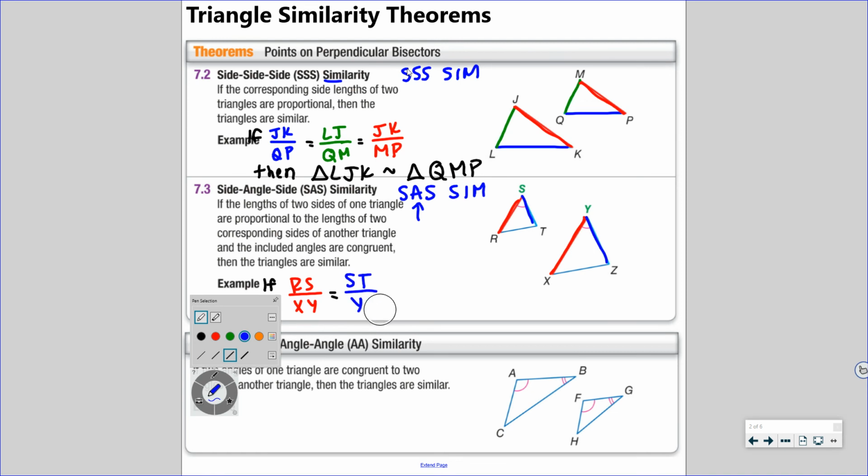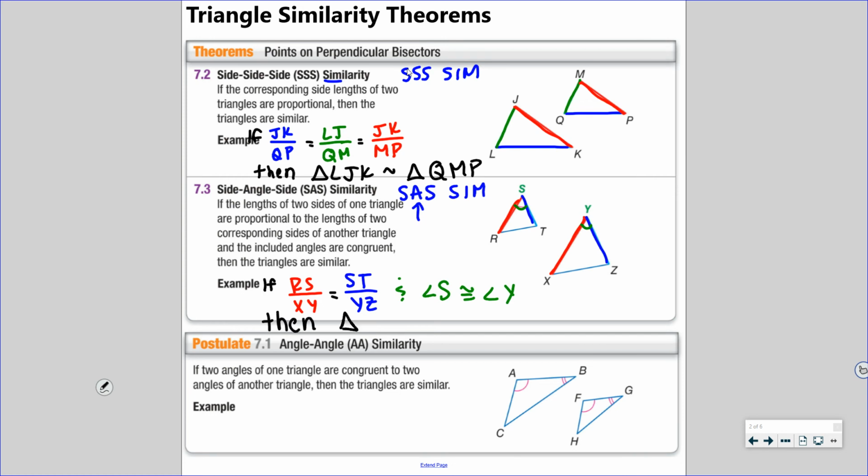and their included angle of those two proportional sides are congruent, that's enough to prove the two triangles are similar. Then triangle RST is similar to triangle XYZ. Side angle side.